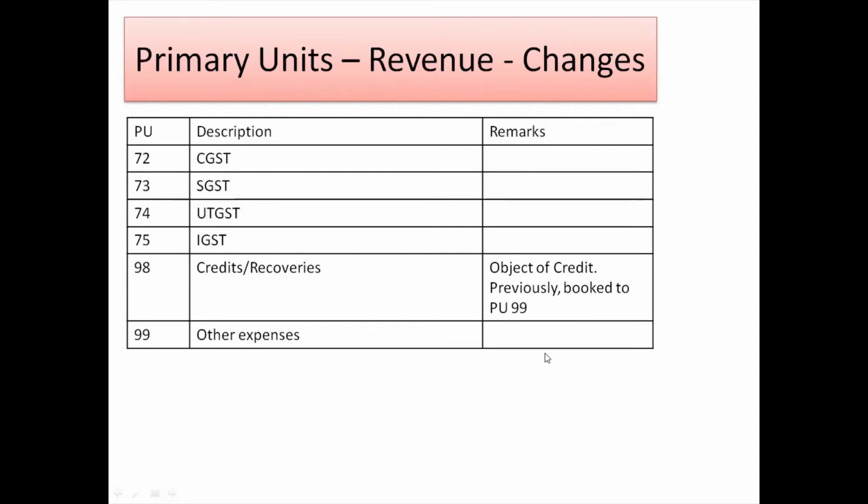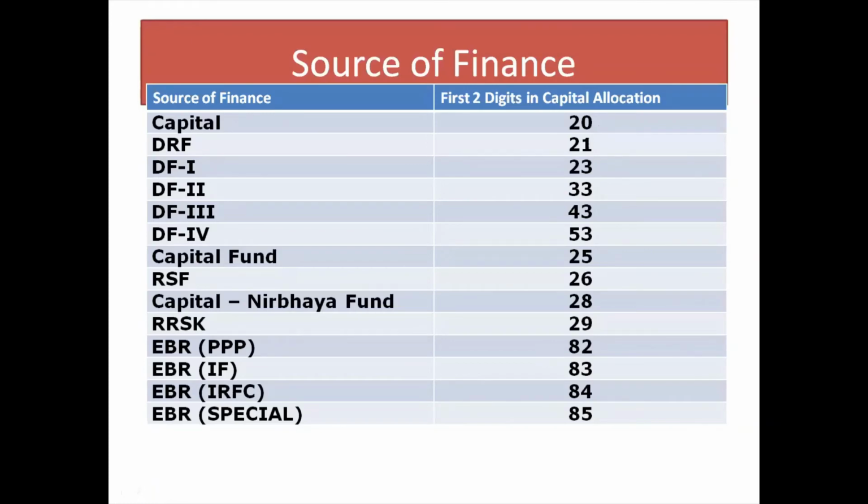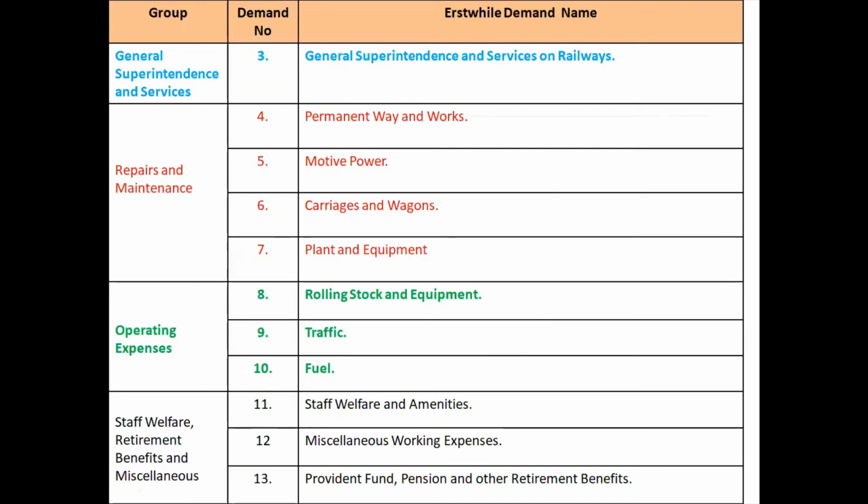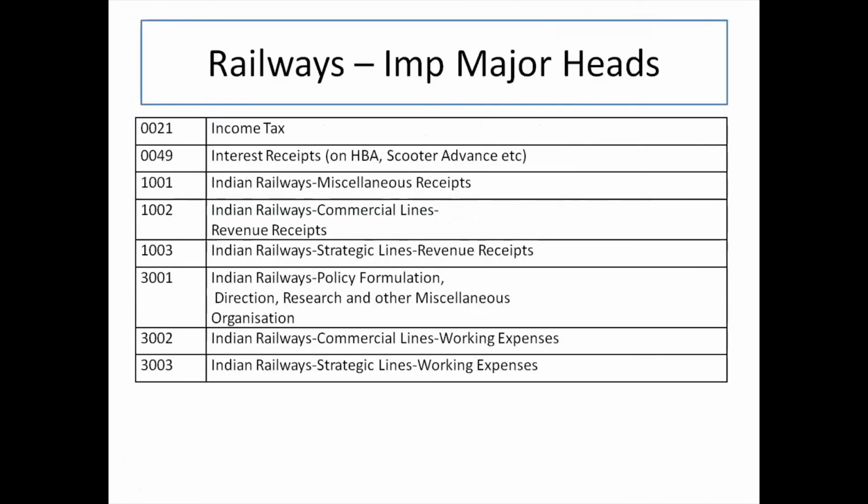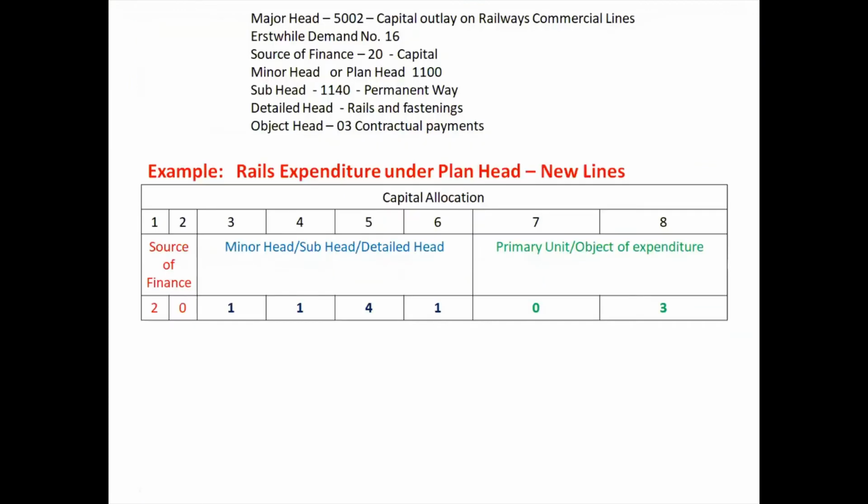Now we'll discuss sources of finance. Here, capital expenditure we discussed. What is the difference between the first two digits in revenue and capital? In revenue, it is the demand number. In capital, it is the source of finance. Here, the demand number 16 we should not write. We write the source of finance. But the last two digits are also the primary unit.